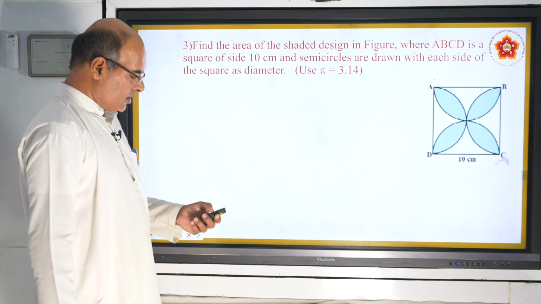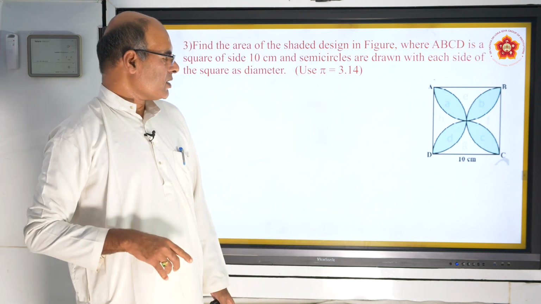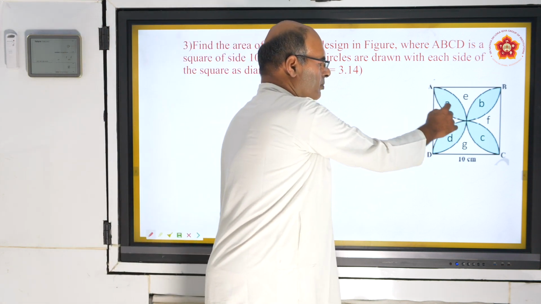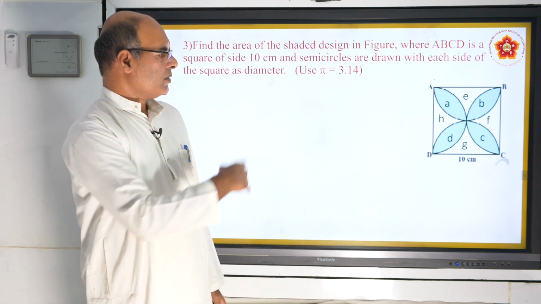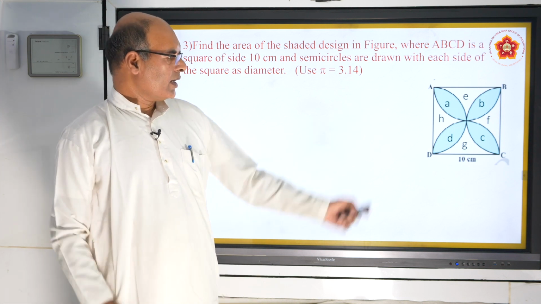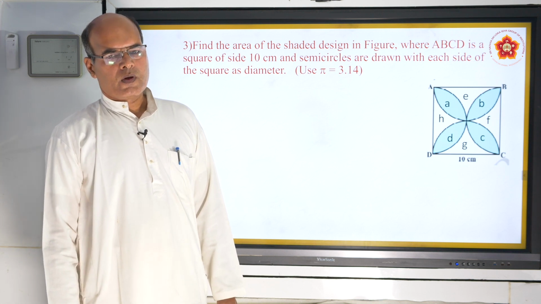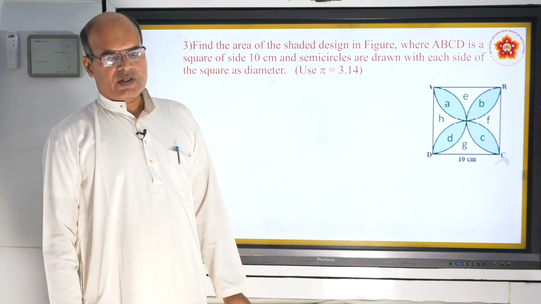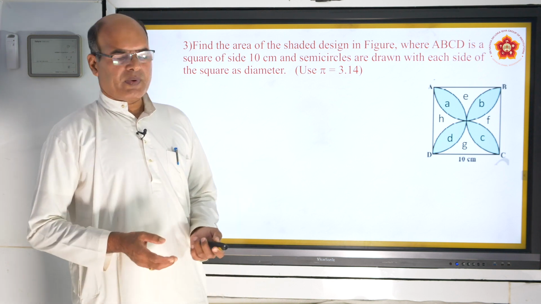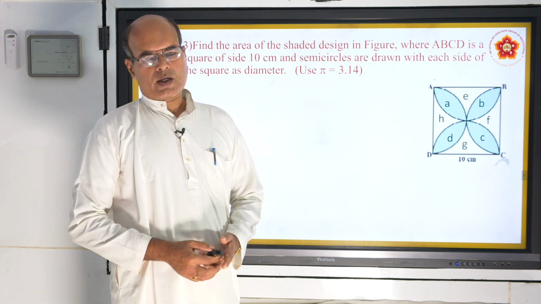For that, let us mark each region with some variables. Let the overlapped portions be A, B, C and D, and the non-overlapped portions be E, F, G and H. So the area of a semicircle is half of pi r square. The area of the circle is pi r square, therefore the area of a semicircle is half of pi r square.